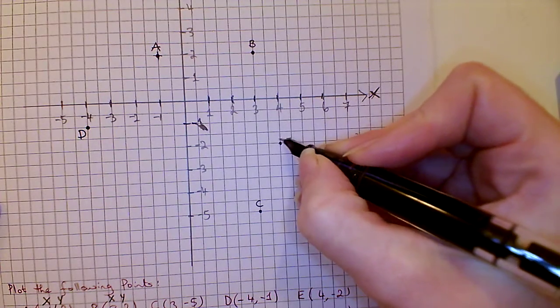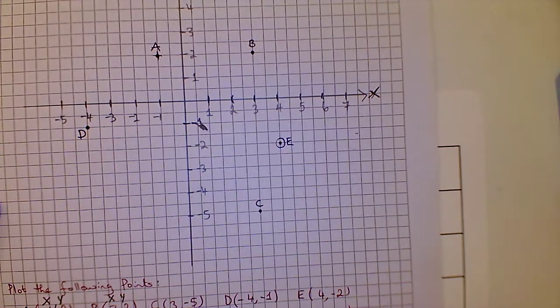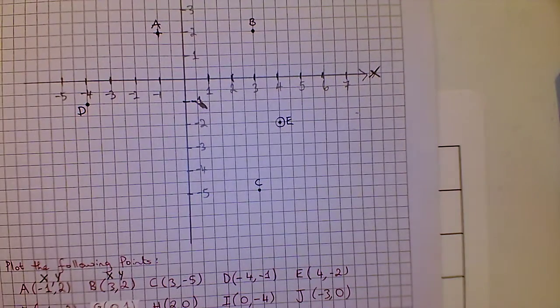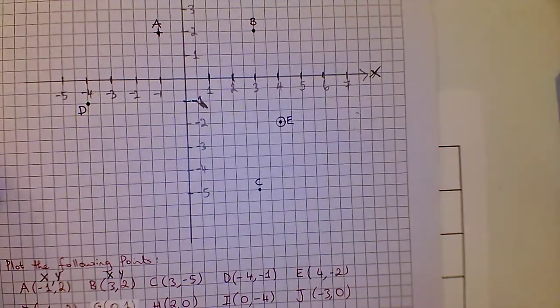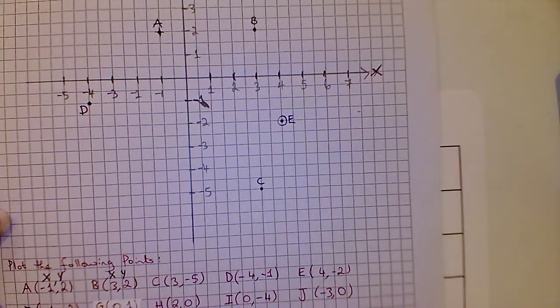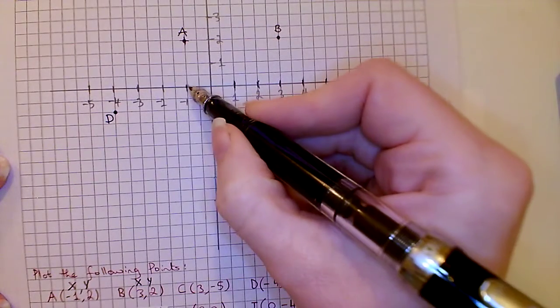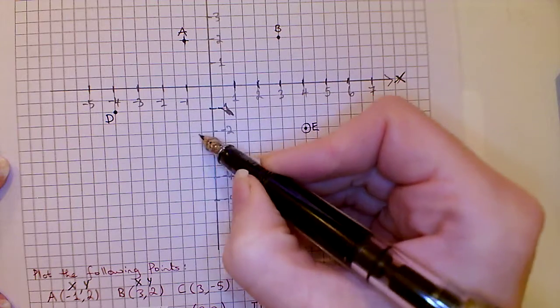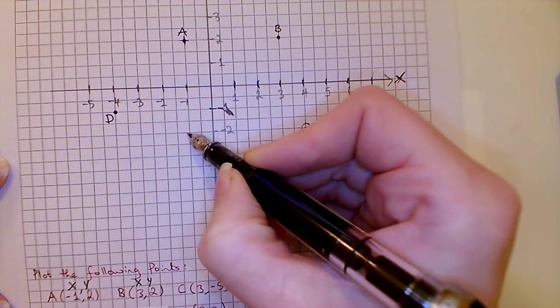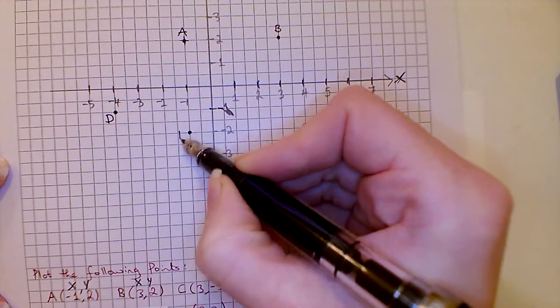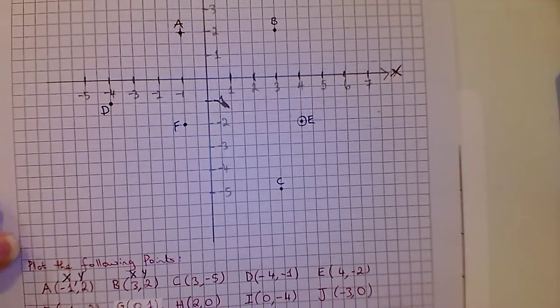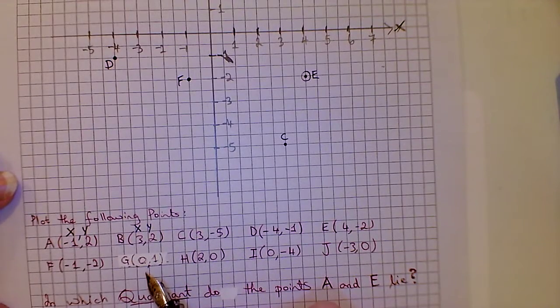Sometimes I like to put a circle around them to highlight them even more. You don't have to do that, but you can do that if you feel that your dots are too small. F is -1, -2. So I go over to -1 and then down as far as -2. It's the point F. G is the point 0, 1.